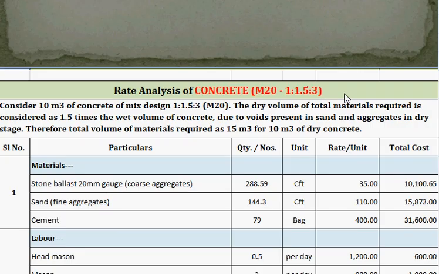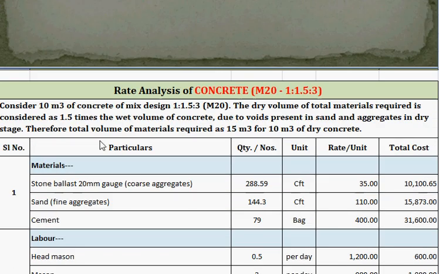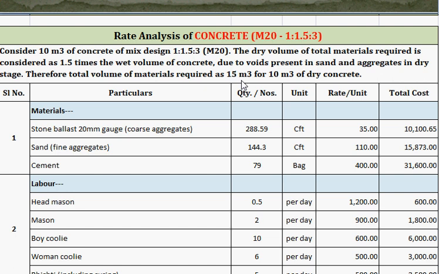Today I am going to tell you about rate analysis of concrete, that is M20 grade, that is 1:1.5:3. For example, we can consider 10 cubic meter of concrete of mix design 1:1.5:3. The dry volume of total materials required is considered as 1.5 times the wet volume of concrete due to voids present in the sand and aggregates in dry state. Therefore, total volume of materials required is 15 cubic meter for 10 cubic meter of concrete. Hence, we have to calculate the materials required for 15 cubic meter of concrete.